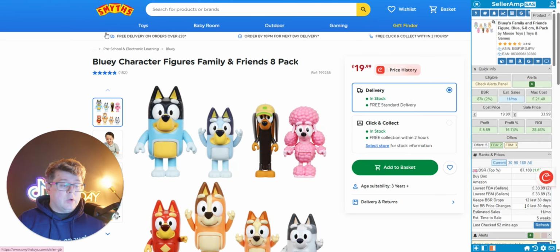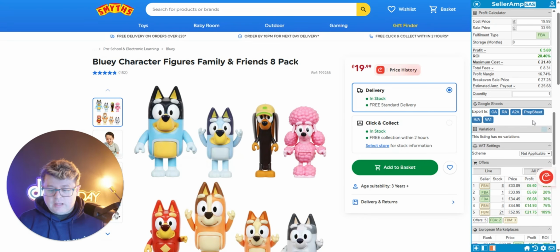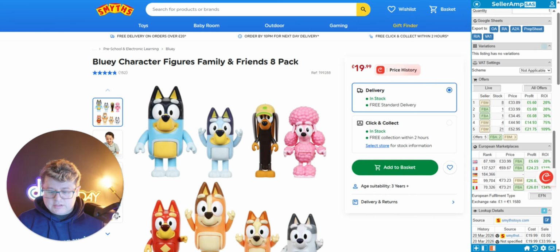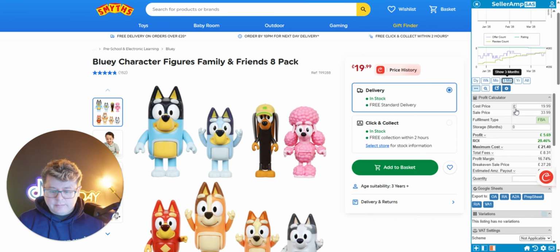So as you can see, I've found this product here from Smith's. We could get this product delivered, or we could actually click and collect this product if we was wanting to go out into the store and pick the product up. We could see here that it's £19.99, which we've put in this cost price, and it's selling for £33.99. As you can see here, the lowest FBA seller.